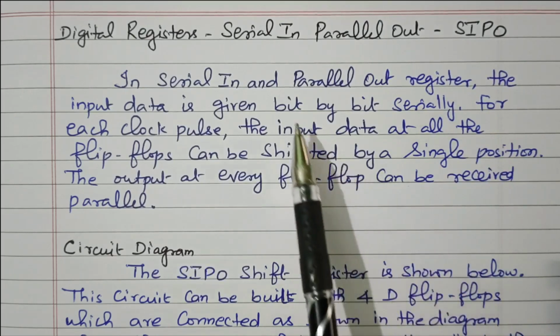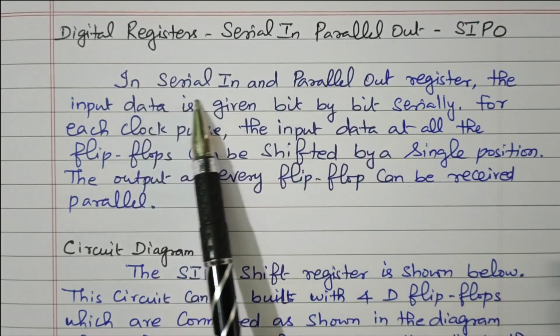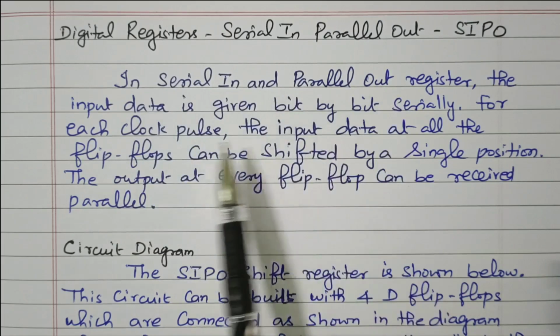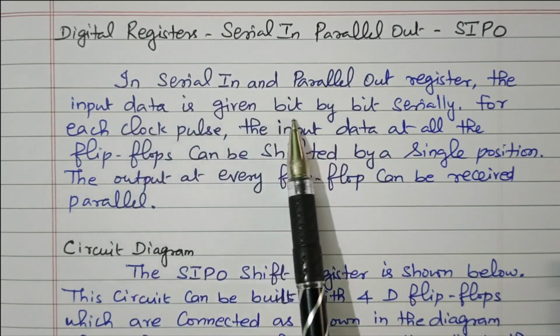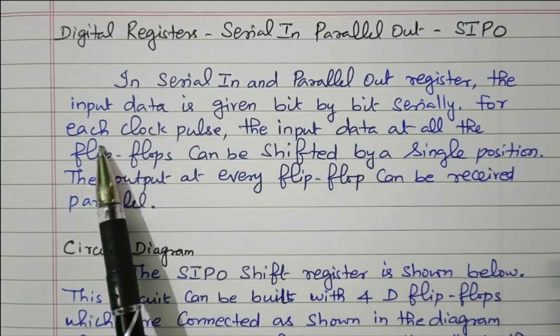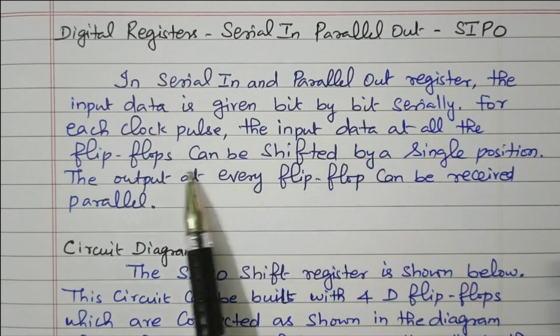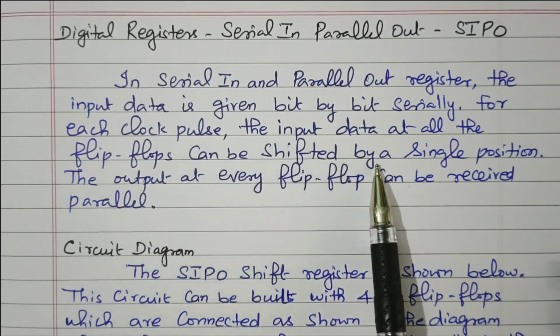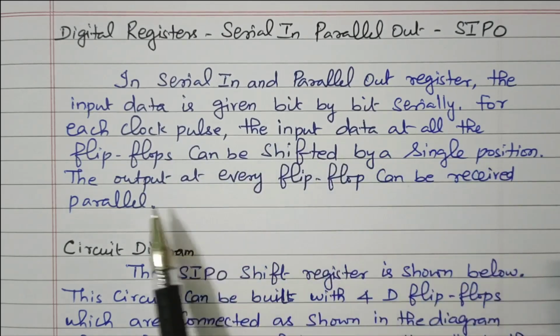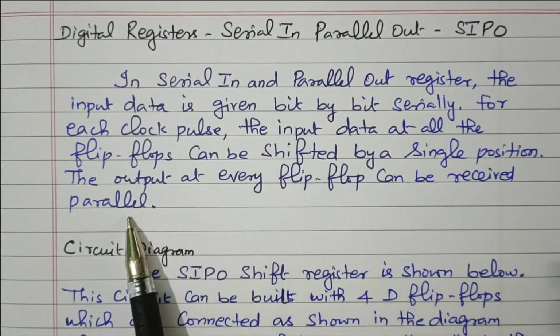Now we'll go to the topic, serial in parallel out digital register. In a serial in parallel out register, the data input is given bit by bit serially. We are passing the data serially. For each clock pulse, the input data at all the flip-flops is shifted by a single position. The output at every flip-flop can be received in parallel.